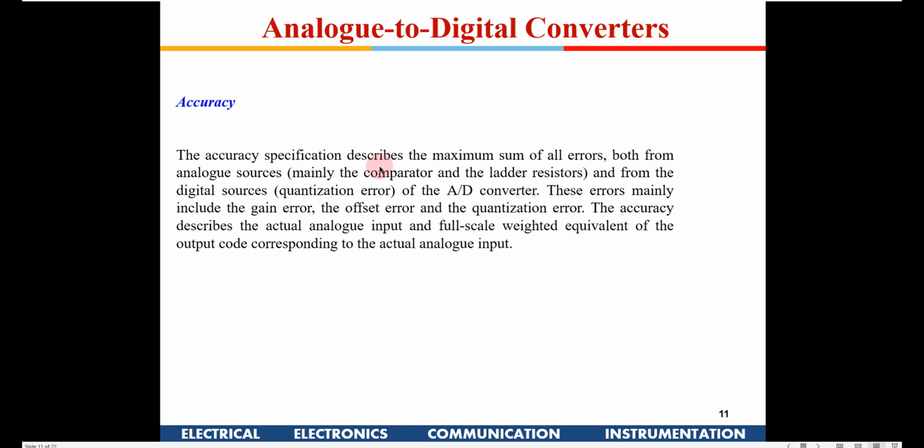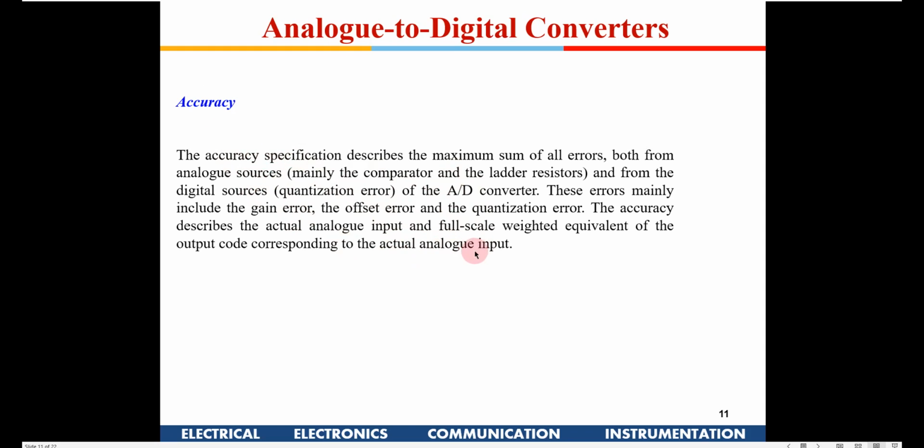And accuracy is actually the sum total of all the quantization errors. So how faithful is the output with respect to the input? That defines the accuracy, right? All these errors will finally result in inaccuracies. So accuracy is only the sum total of all the errors.